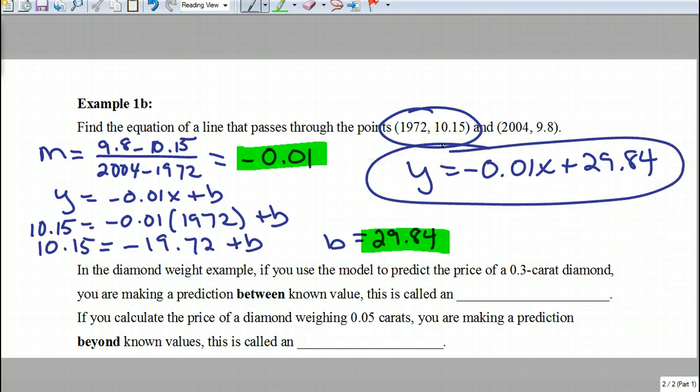In the diamond weight example, if you use the model to predict the price of a 0.3 carat diamond, you are making a prediction between known values that were within the range of our data set. And so this is called an interpolation. If you calculate the price of a diamond weighing 0.05 carats, because it's outside of our data set, lower than what we had before, this is called an extrapolation.